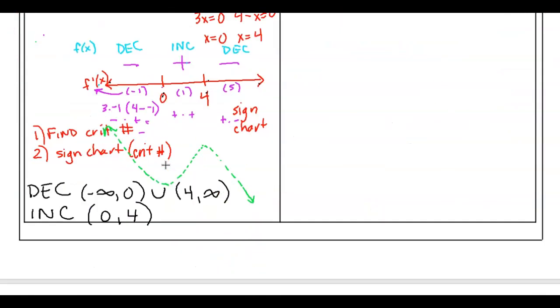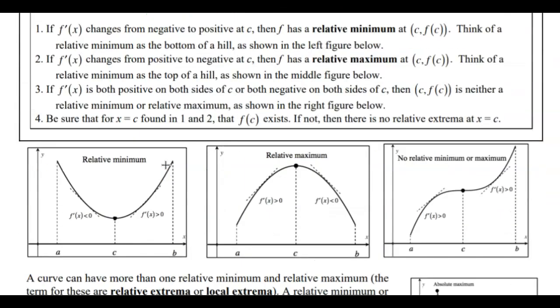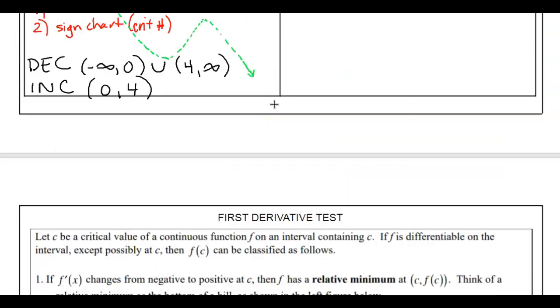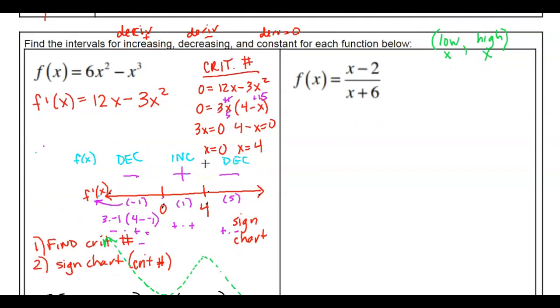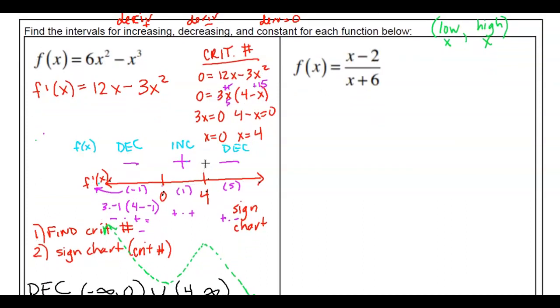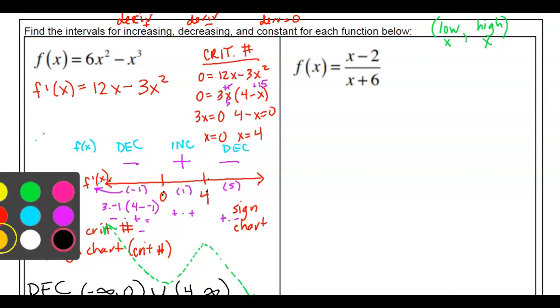So now what's going to happen is we might find extrema, which we are, okay? That's the next part. All right, so there is a connection. Okay, let's do my second example. Like I said, these can be any derivatives that they want.